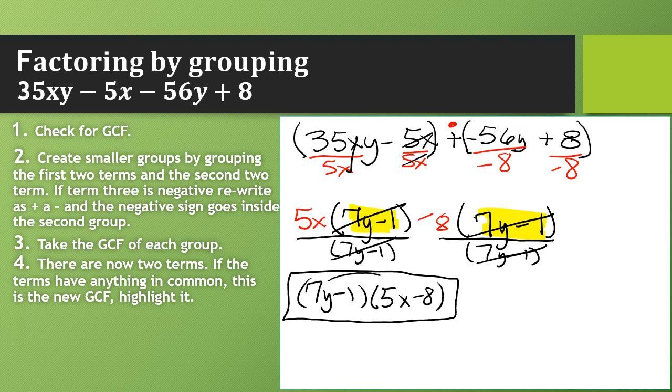7y times 5x is 35xy. 7y times negative 8 is negative 56y. Negative 1 times 5x is minus 5x. And negative 1 times negative 8 is positive 8. So if we compare that to the original problem, it's not written in the same order, but it is a matching polynomial. Therefore, I have matched my problem that I started with, which means I have factored this polynomial correctly.